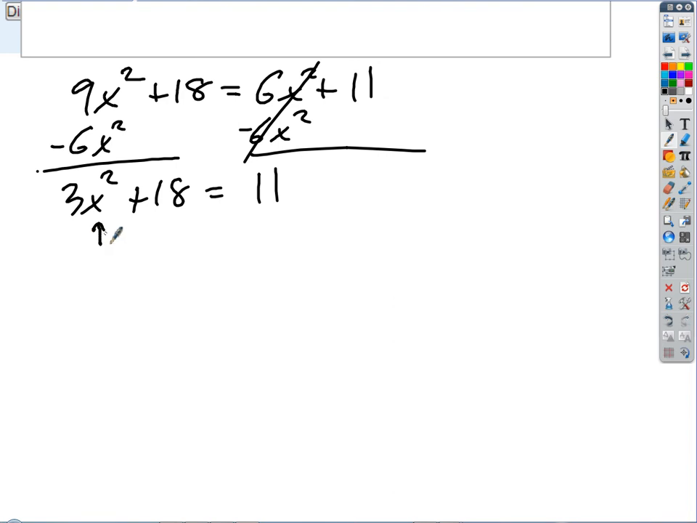Minus 18. Good. Isolate. So subtract 18. So 3x squared equals what? Negative 7. Divide by 3. And I get x squared equals negative 7/3. So now what? You do the square root. Okay, so x would equal square root. What did I forget? Plus or minus.